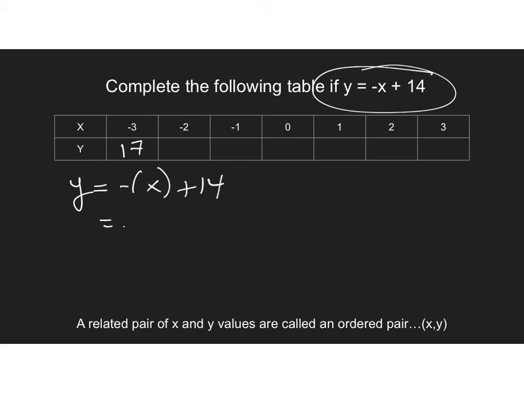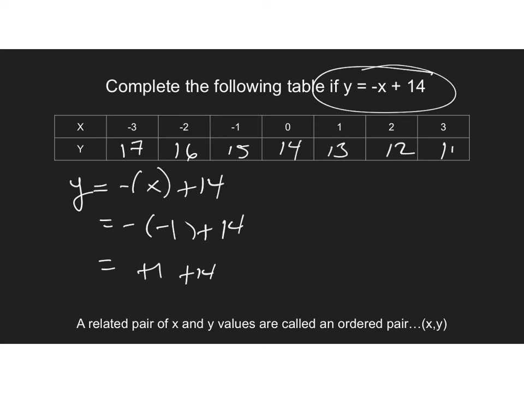So let's do the next one here. Negative times negative 2 plus 14. Negative times a negative 2 is positive 2. That becomes 16. And the next one here is negative 1. Negative times negative 1 is positive 1. Plus 14 is 15. And you can start to see what happens here. This can be 14, 13, 12, and 11.